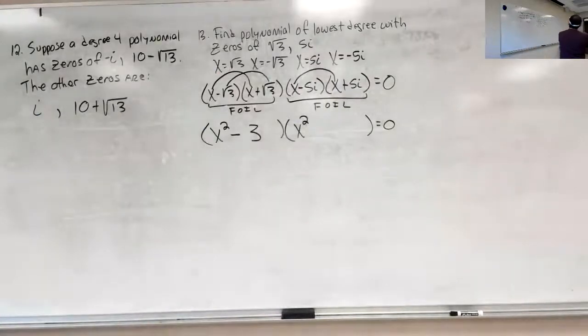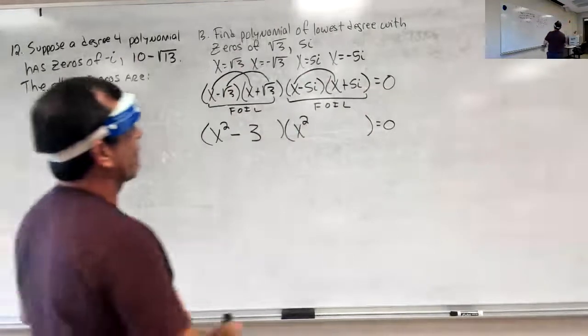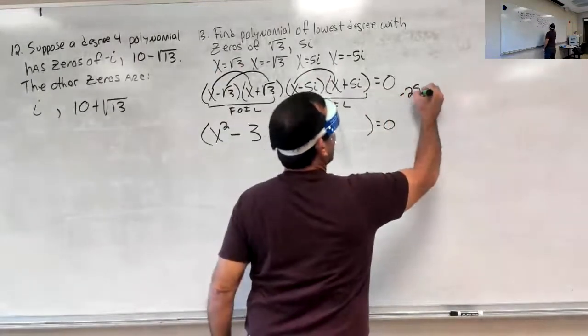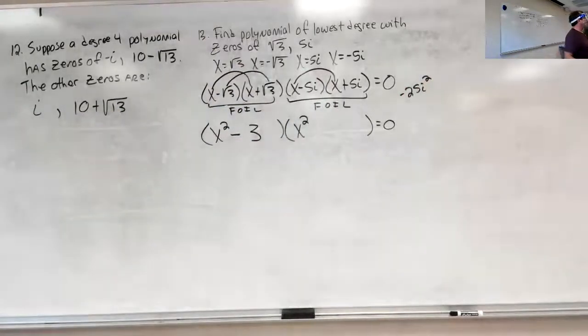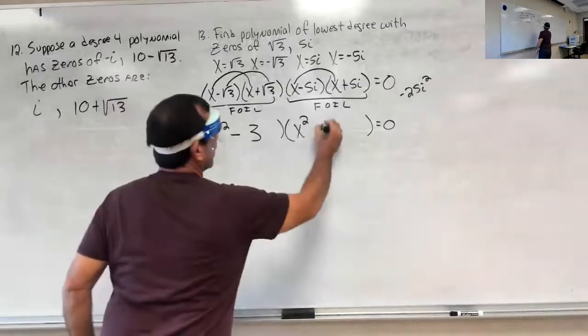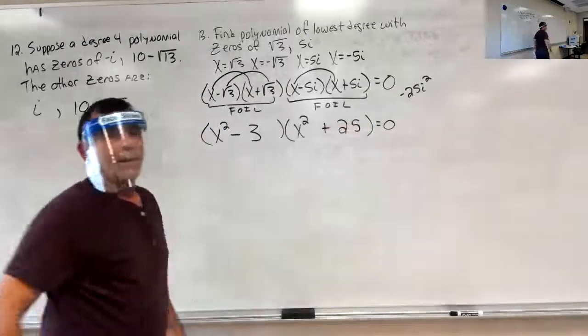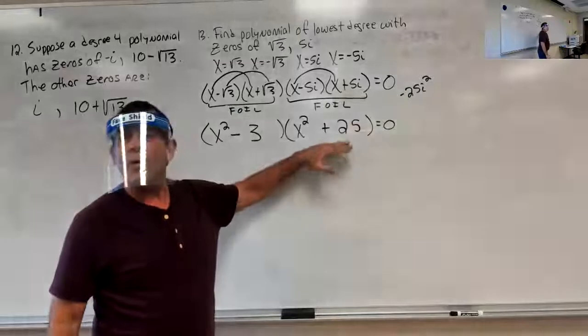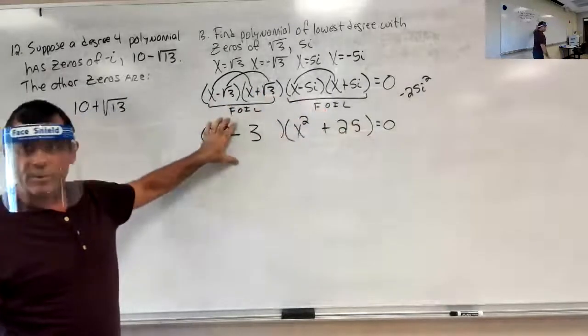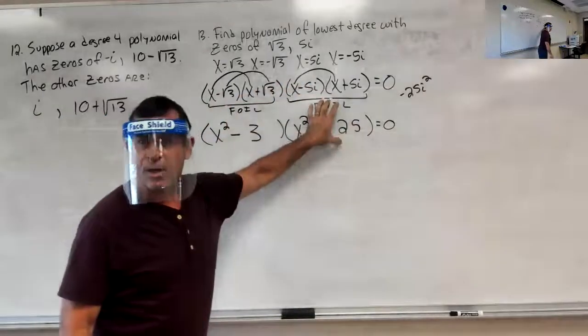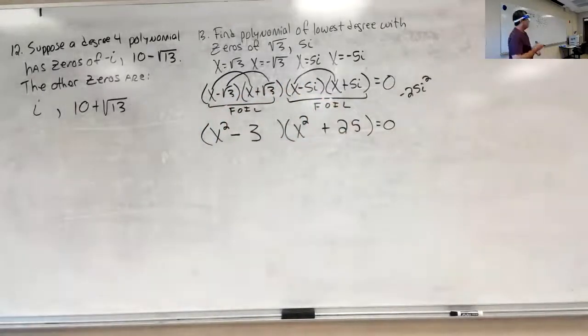Now let's think about this. You got a negative 5i times a positive 5i, right? So that would be a negative 25 i squared. But what do we say the i squared equals? Negative 1. So that negative 25 i squared is going to become a positive 25. Anytime you FOIL conjugate pairs of imaginaries, they're going to be positive. Radicals are always negative. Imaginaries are always positive.